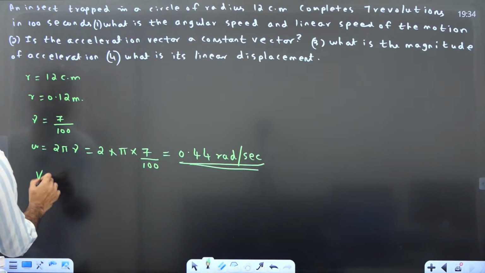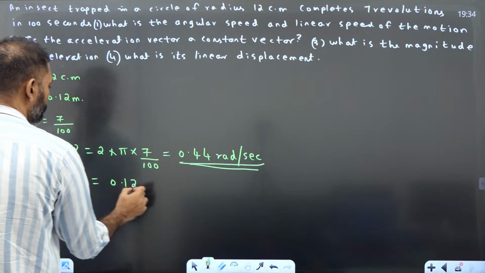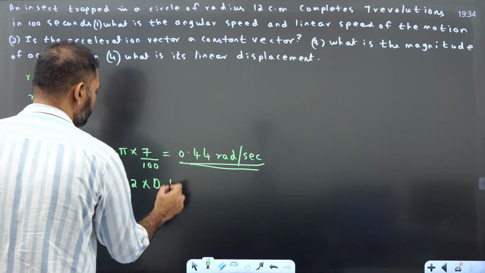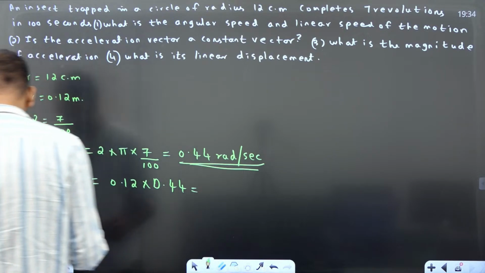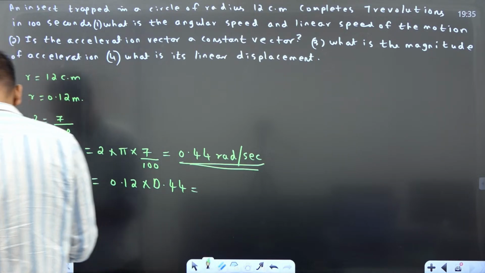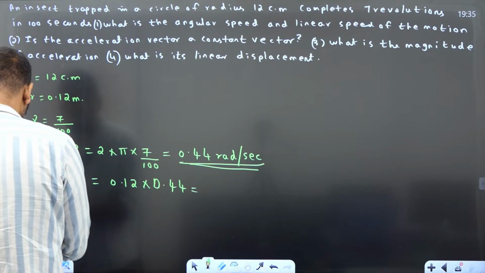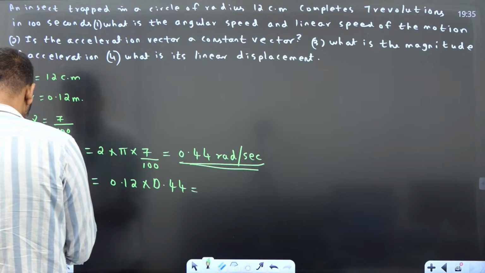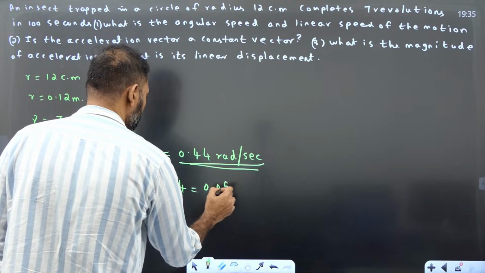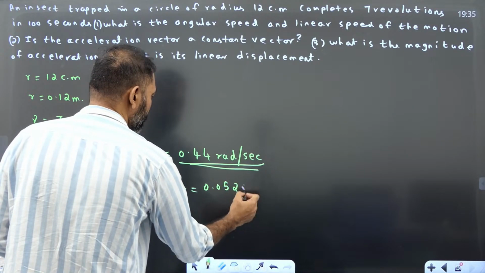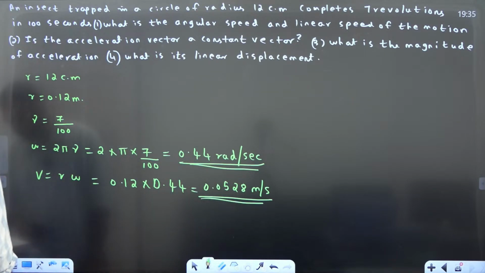Now, what is linear speed? V equal to r omega. What is r? 0.12 into 0.44. 0.12 into 0.44 gives 0.0528 meter per second. That is the linear speed.